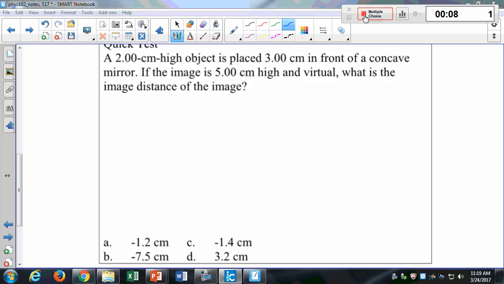A little more thought you have to put into this one. Don't forget we had two expressions for our magnification, not just negative Q over P, but there was something related to the height of the image, height of the object, something like that.